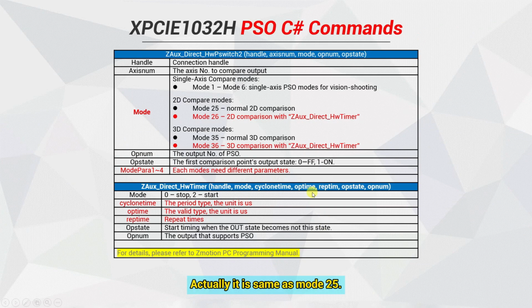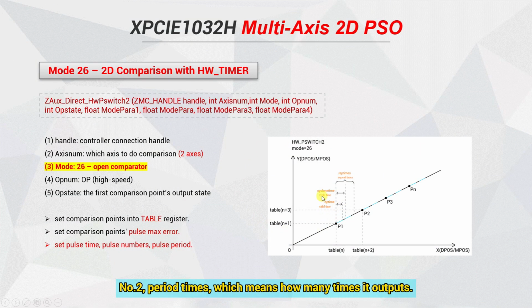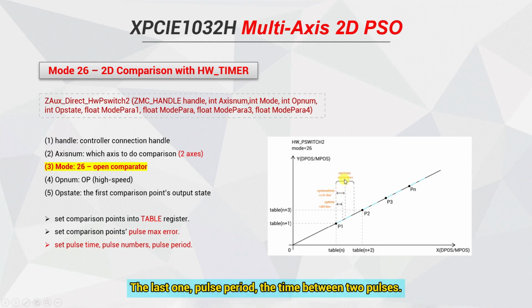OK, next mode, mode 26. Actually, it is the same as mode 25. The special thing is the hardware timer function. These 3 parameters are added. Number 1, valid time, which means how long it outputs. Number 2, period times, which means how many times it outputs. The last one, pulse period, the time between 2 pulses.